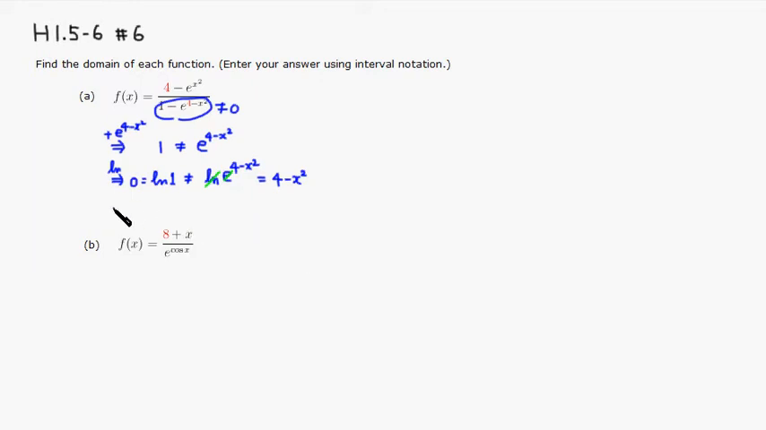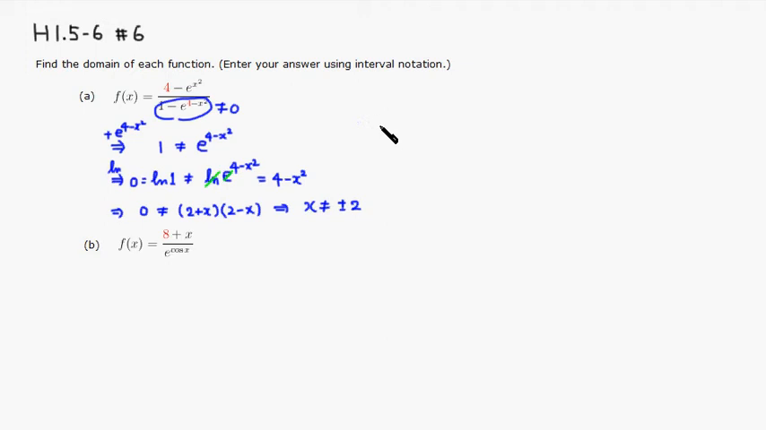Then we can simply factor. The left-hand side is still 0, so it cannot be equal to. I'm going to factor this out. So this is going to be 2 plus x times 2 minus x. So therefore, we get x is not equal to negative 2 or positive 2. So it's plus or minus 2.